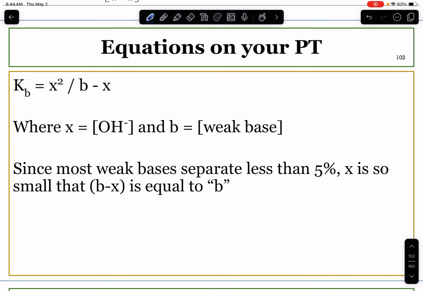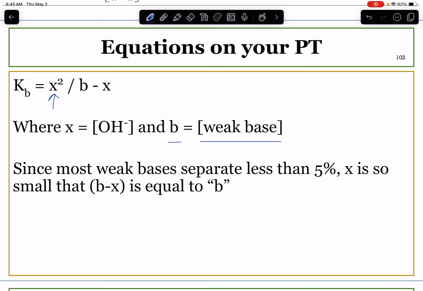All right, so these are the equations on your periodic table. Kb is equal to x squared over b minus x, where x is equal to hydroxide. It's also equal to the conjugate acid, which has this form. It's the base after it has gained a hydrogen ion, but we normally don't solve for the conjugate acid. So x is equal to hydroxide, and the value of x, or the value of hydroxide, is squared in the numerator, and then the lowercase b is equal to the concentration of the weak base, and this is given in the problem, and it's usually written as originally or initially, or just the concentration of the weak base is, and that's what you plug in for b.